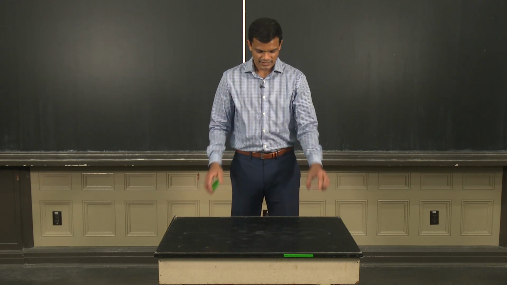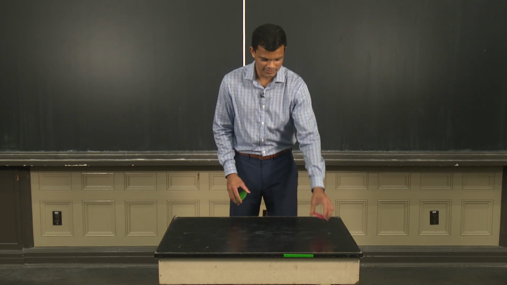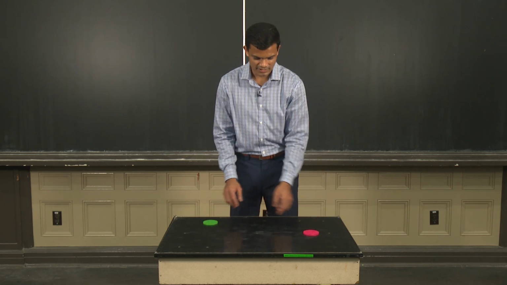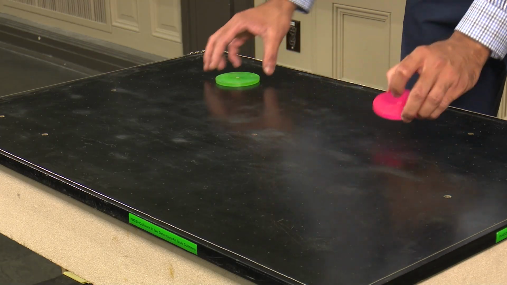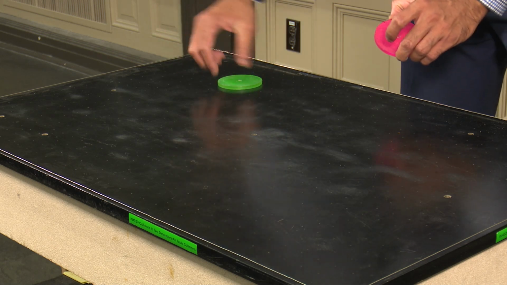So as you can see, now you have to consider momentum both in the x direction and in the y direction. So what's the initial momentum of these objects? This one has a momentum in the x direction, so that has a certain momentum. This has a momentum both in the x direction and the y direction.